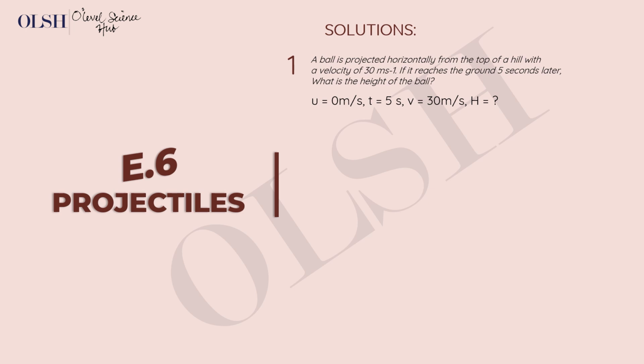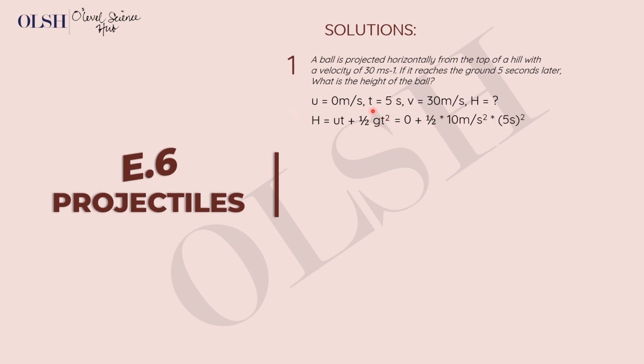Then our time is 5 seconds. We are asked that if it reaches the ground 5 seconds later, what is the height of the ball? So our time is 5 seconds, velocity is 30 meters per second, and then we're asked to find the height. As we can see, the ball is projected horizontally. So which of the formulas do you think we can use to solve this problem? I would go with h equal to ut plus half gt squared, because we have our initial velocity, we have gravity, and we know our time. So we can find the height quite easily.